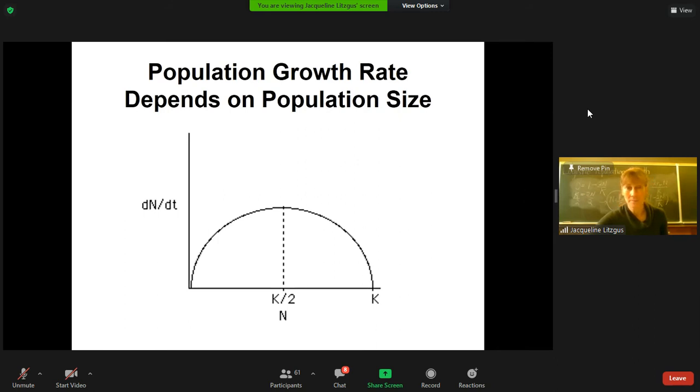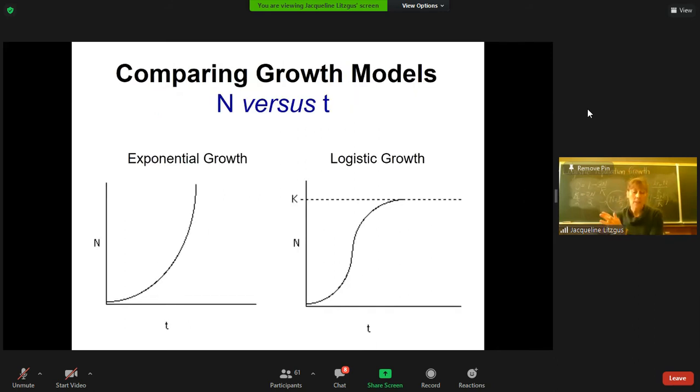Okay, so now at this point, I want to take a few minutes to compare how exponential and logistic growth look. We've made graphs of both of these growth models using different axes. And so there are 3 sets of graphics that I want to go through here to show this comparison. The first one is population size versus time. Okay, and so on the left we have the exponential, and on the right we have logistic.